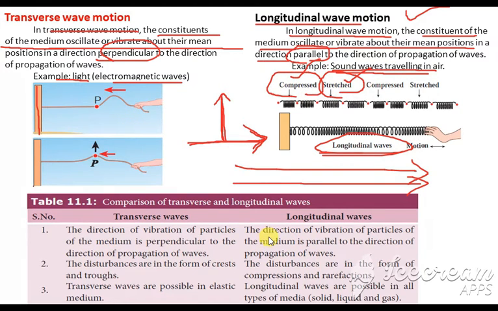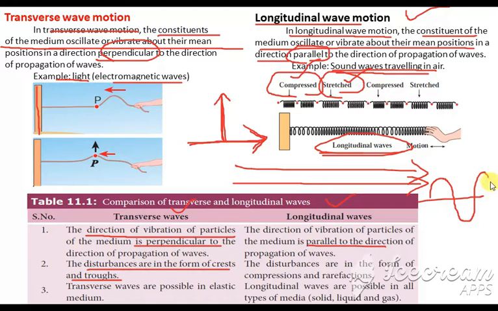Okay, so let us see the comparison of transverse as well as longitudinal waves. The first point is the direction of vibration: in transverse waves the particles vibrate in the perpendicular direction, here in the parallel direction. Then the disturbance is in the form of crest or trough. So what is meant by a crest or trough? This is a wave which has been formed in transverse wave motion, is it not? This maximum position is called a crest, and the minimum position is called a trough.